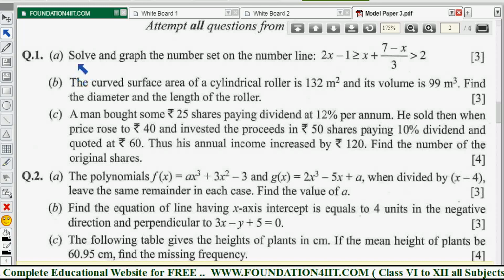In this first one, we need to solve and graph the solution set on the number line. So we need to find the solution set first, and the answer we will put on the number line. The x value is not mentioned. If it is not mentioned, generally you can take the real numbers. If it is mentioned separately, x belongs to whole numbers or natural numbers. Otherwise you can take the real numbers itself.